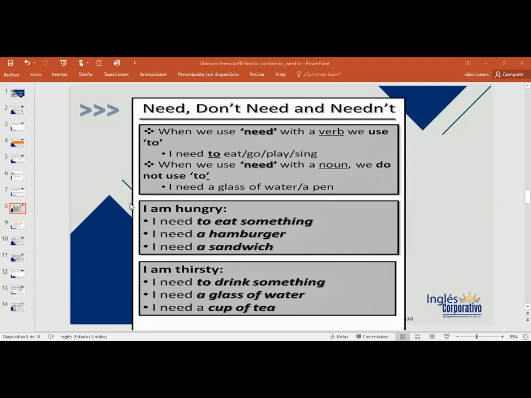So we can use need plus an infinitive verb, or we can use need plus a noun, okay? Podemos utilizar need to más un verbo, o need más un sustantivo, o un noun, como le decimos. Right? Look at this. I am thirsty. Estoy sedienta. I need to drink something. I need a glass of water. I need a cup of tea. Right? So, in this case, we're expressing necessity. Right? Tenemos necesidad.